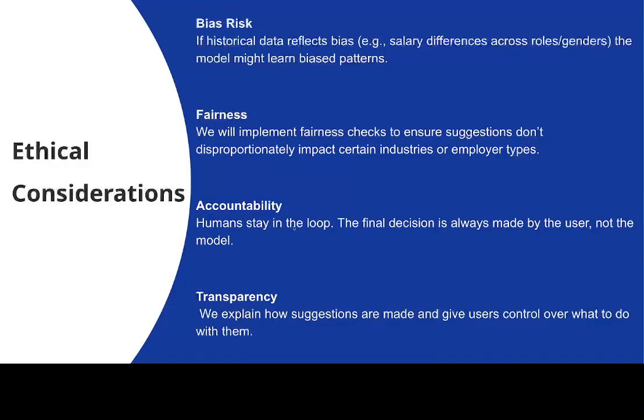Ethical considerations. Bias risk, fairness, accountability, and transparency are the four sub points. In bias risk, if the historical data reflects bias, the model might learn biased patterns, so something to be careful about. We need to ensure that the model is completely fair across all types of job seekers and employers. Humans should stay in the loop to ensure accountability. The final decision is always made by the user and not the model. The model just suggests, but the user should take the final decision.